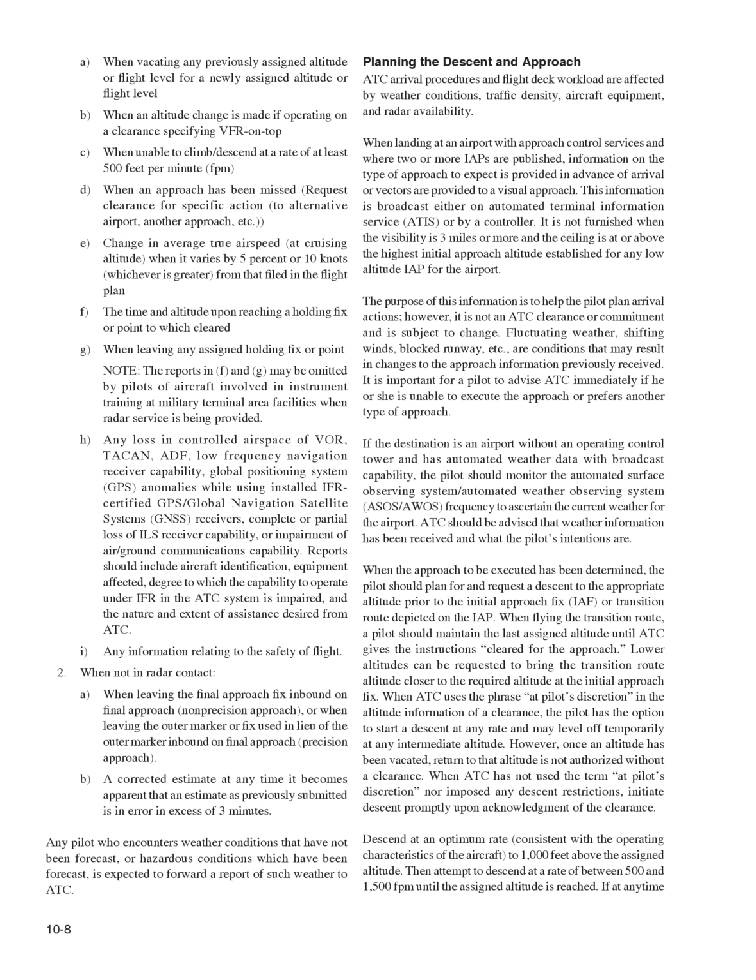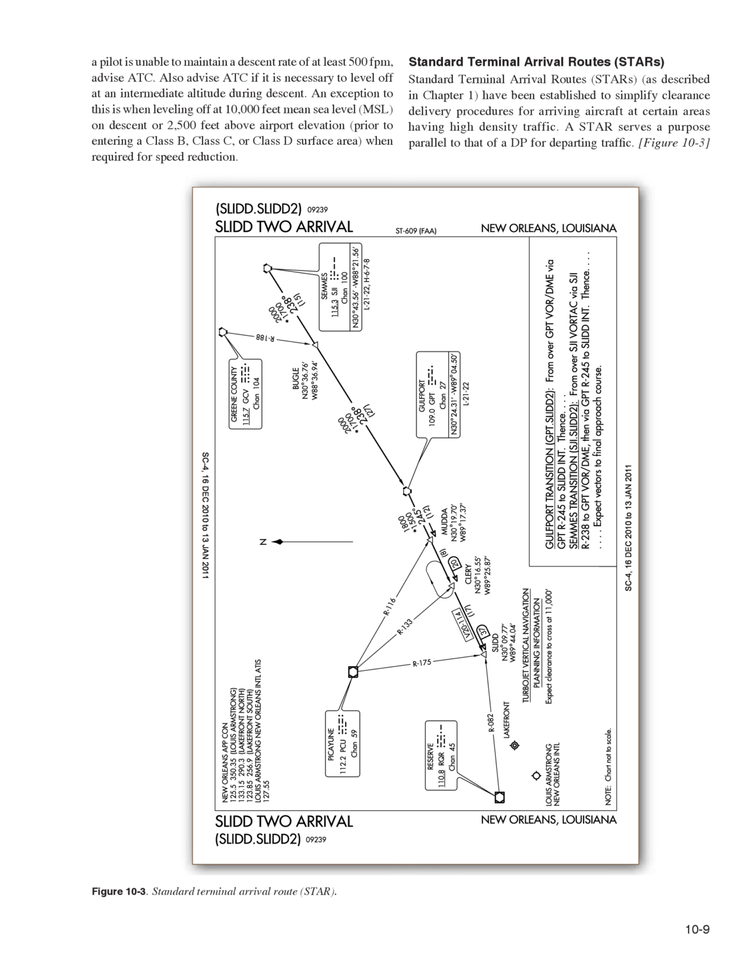When ATC has not used the term "at pilot's discretion" nor imposed any descent restrictions, initiate descent promptly upon acknowledgement of the clearance. Descend at an optimum rate, consistent with the operating characteristics of the aircraft, to 1,000 feet above the assigned altitude. Then attempt to descend at a rate of between 500 and 1,500 fpm until the assigned altitude is reached. If at any time a pilot is unable to maintain a descent rate of at least 500 fpm, advise ATC.